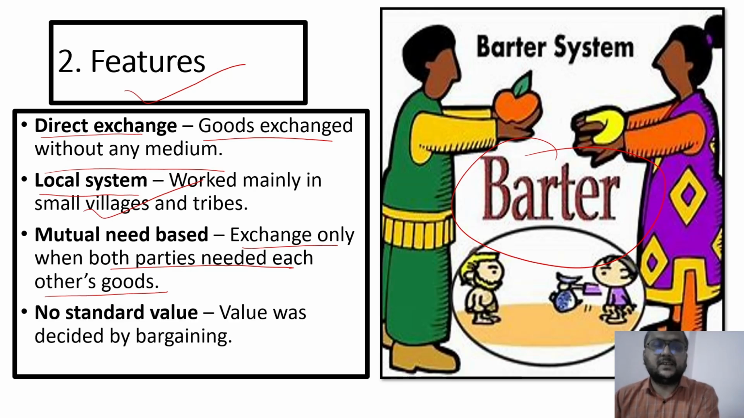The fourth feature is no standard value. Value was decided by bargaining, by consultation, by dialogue between the parties. So by bargaining, the value is decided. It means there is no standard value. These are the features of the barter system.